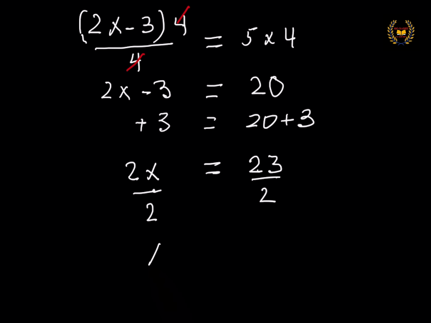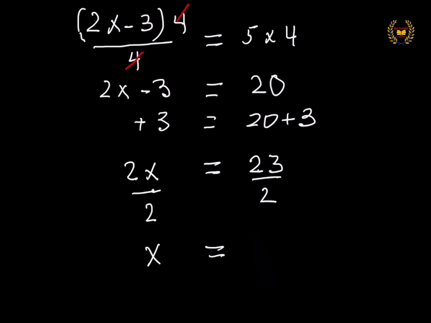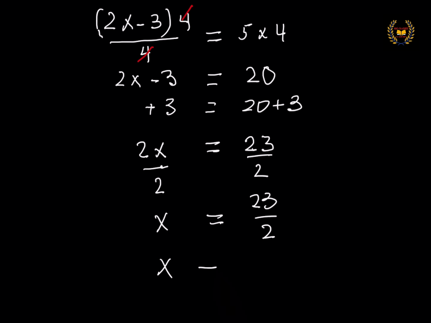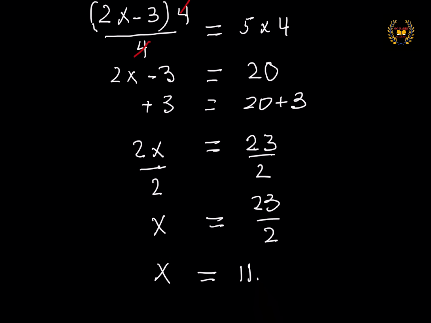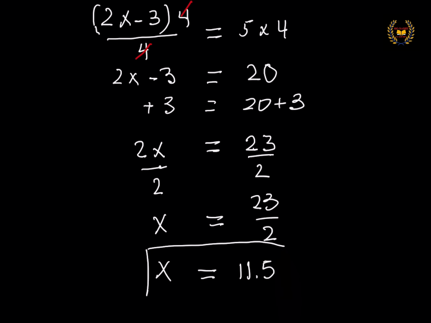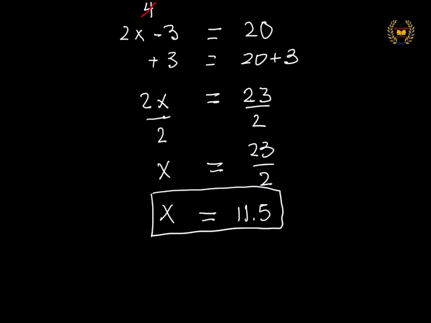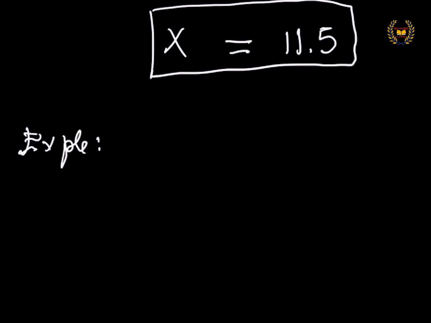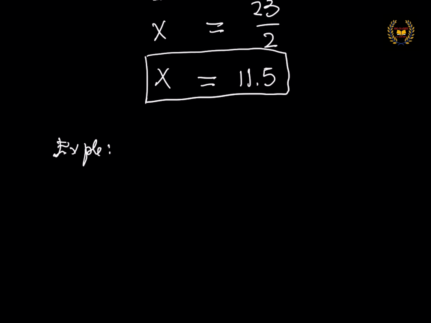So we will have x equals 23 divided by 2. So x equals 11.5. This is our answer for the second example. Let's see the third example. That will be an equation with parentheses.